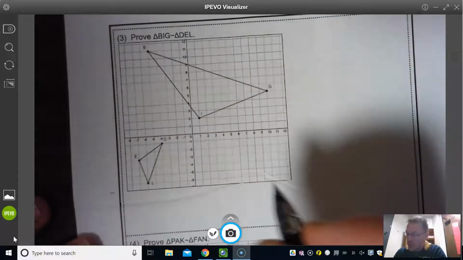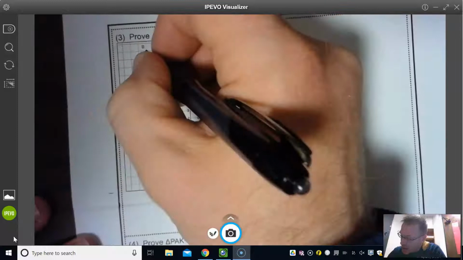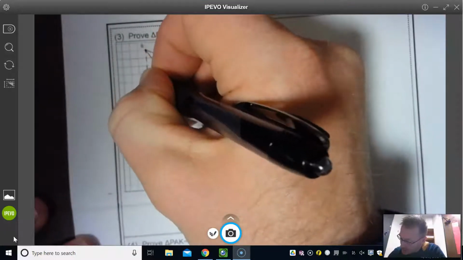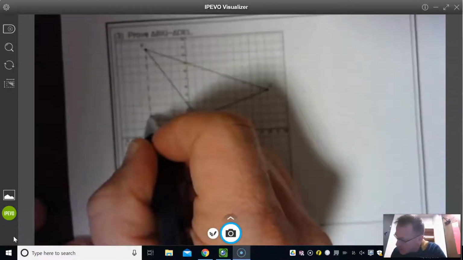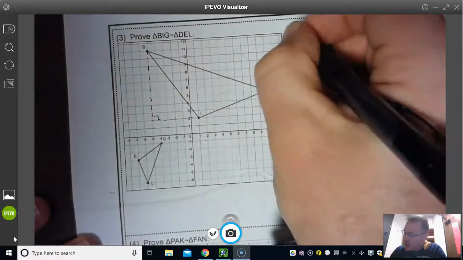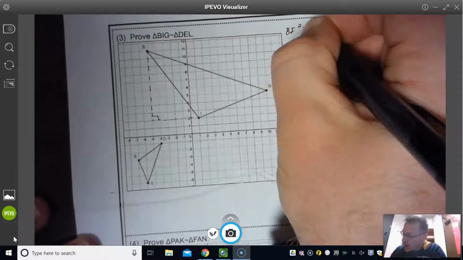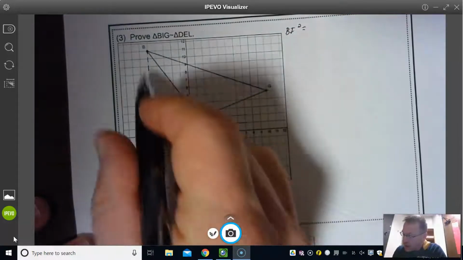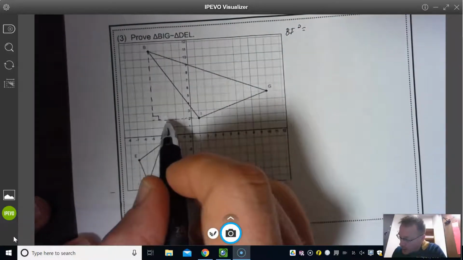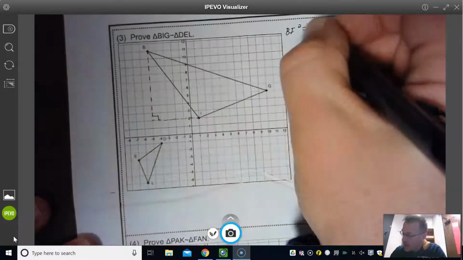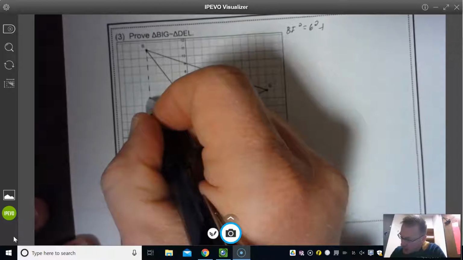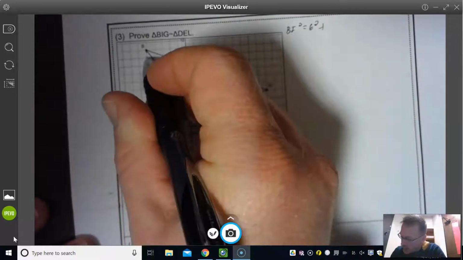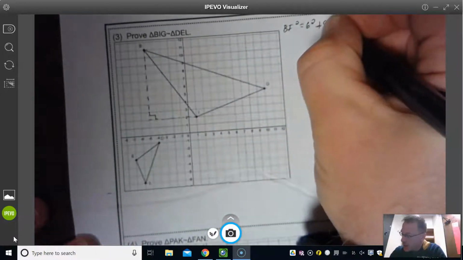I'm going to start with BI here. And so what I know is I'm going to always draw in my right triangle when I find my side lengths, right? And so what I know is BI squared equals, and then I have to find my two side lengths here. So 1, 2, 3, 4, 5, 6 squared plus, and then I can find the height here, 1, 2, 3, 4, 5, 6, 7, 8, 9, plus 9 squared, right?